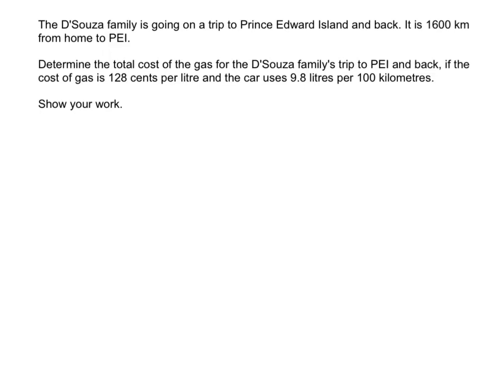For today's lesson, we're going to be using equivalent ratios to solve this problem. So we need to begin by looking at what the comparison is in this question. Let's begin by underlining all our quantities. We know that the D'Souza family travels 1,600 kilometers one way. We know that gas costs 128 cents per liter, and the car uses 9.8 liters per 100 kilometers. So some of the units we're working with are kilometers, liters, and money.